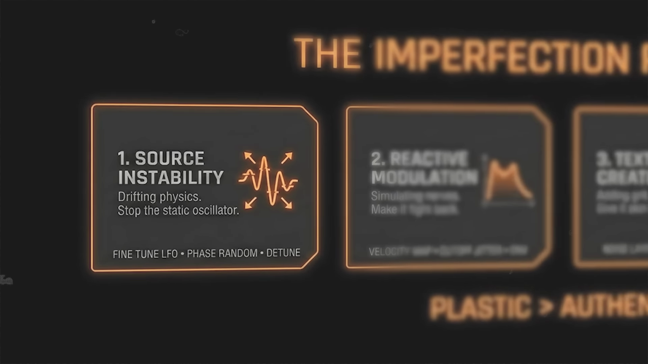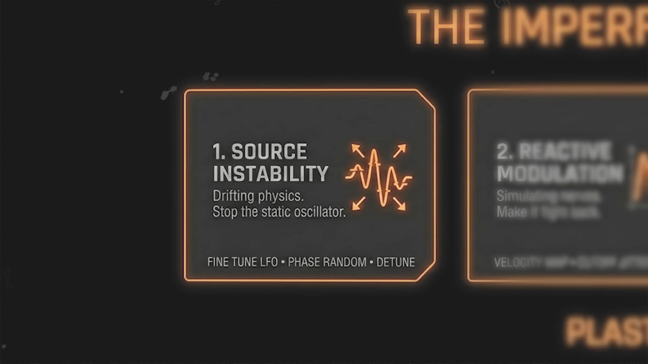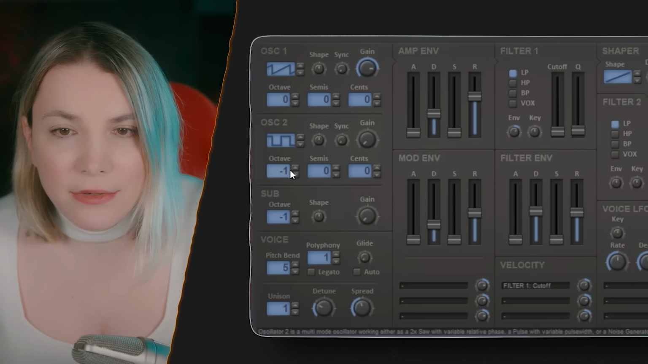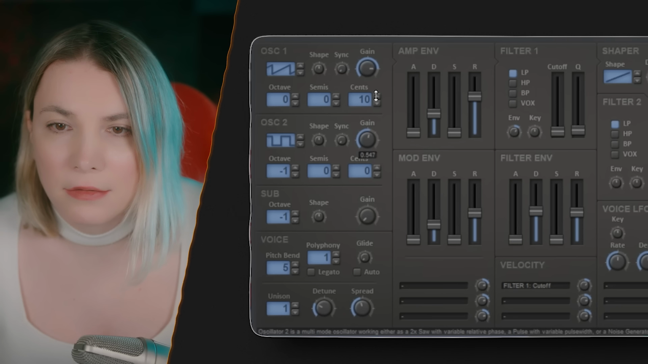Consider 4 things when you are making your sound more analog or authentic. The first one is source instability. That means making the oscillators or the source of your sound less stable. The first thing, introduce a second oscillator, 1 octave down, detune it slightly, increase the gain. It's a bit muddy, don't worry about it. We want that muddiness, that imperfection. But this is still too sterile.